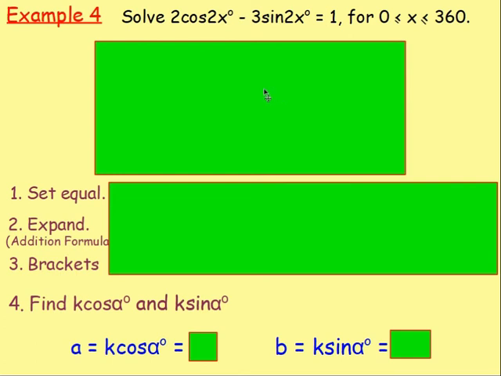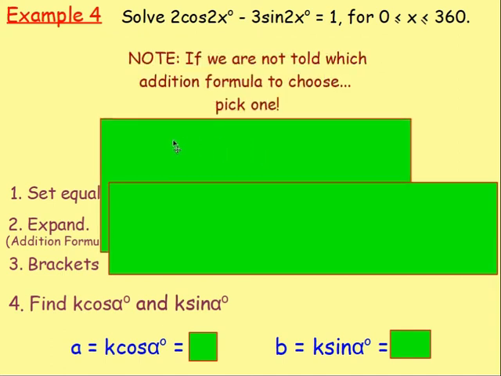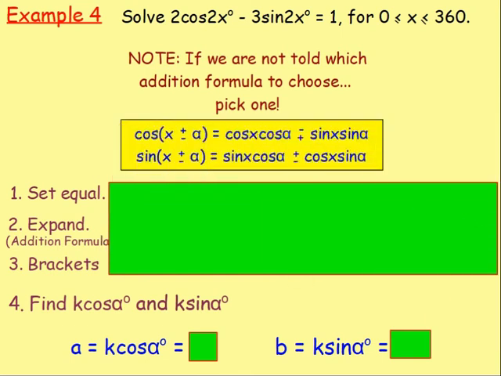So for this one, we're not told how to set it out. We're not told to write it as sin x plus alpha or cos x minus alpha. So if we're not told that, what do you think we do, Mary Lou? Brilliant. You just want to pick whichever addition formula you like. So remember your addition formula, you do need to know these, or you need to know how to use them. They are in the formula sheet.